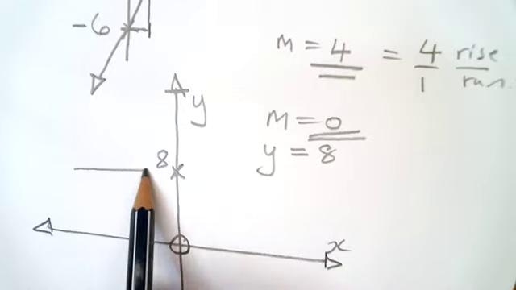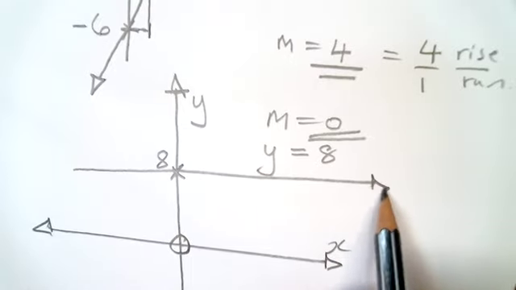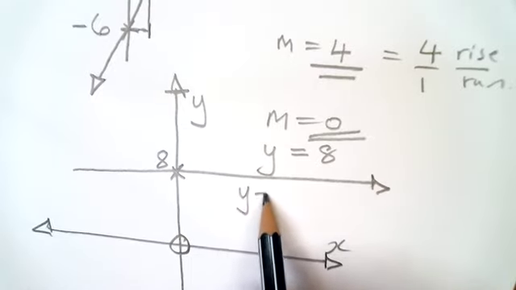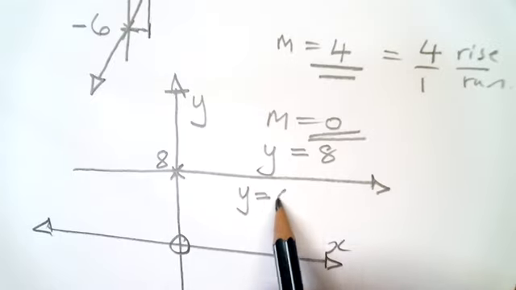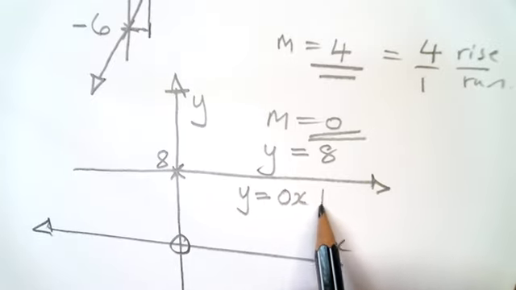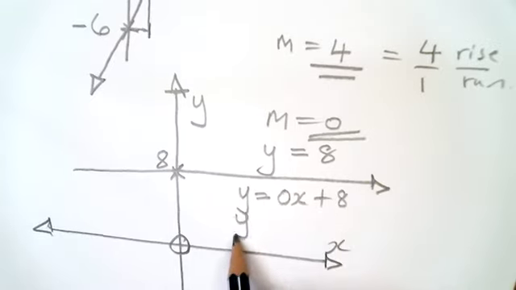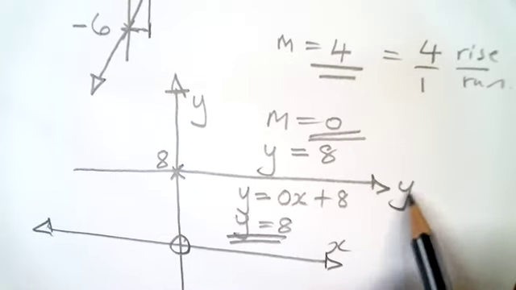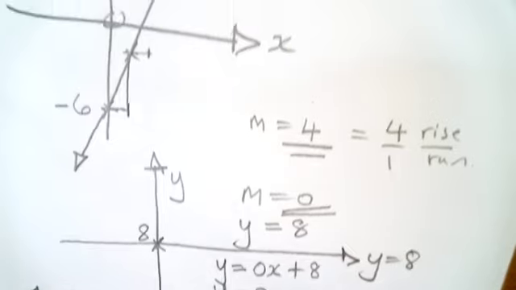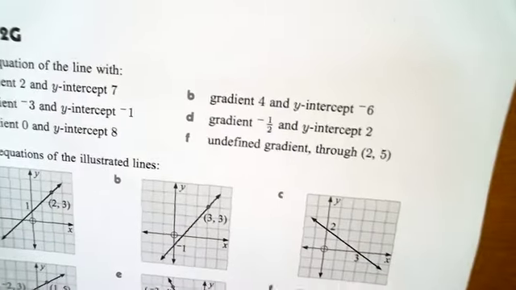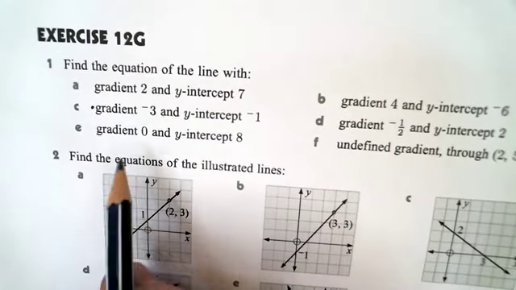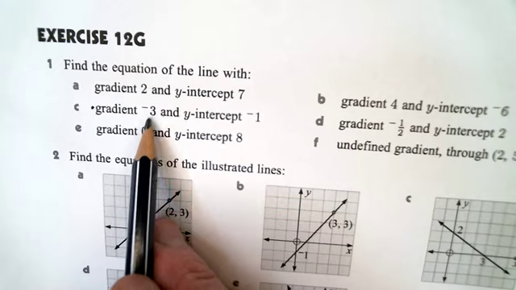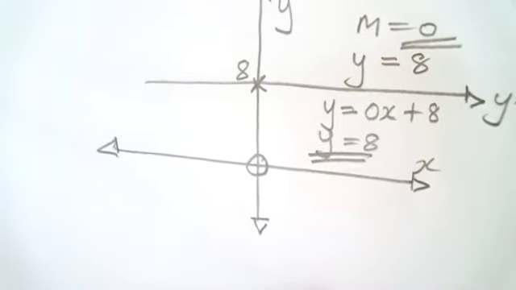So we've got a line that looks like this, and therefore the equation is y is equal to, in this case, 0x plus 8. So the line is y is equal to 8. And there it is, y equals 8. That's my line. All right, let's have a go at another one. What about this one over here, C? A gradient of -3, y-intercept of -1. So here we go. I'll redraw this one here.